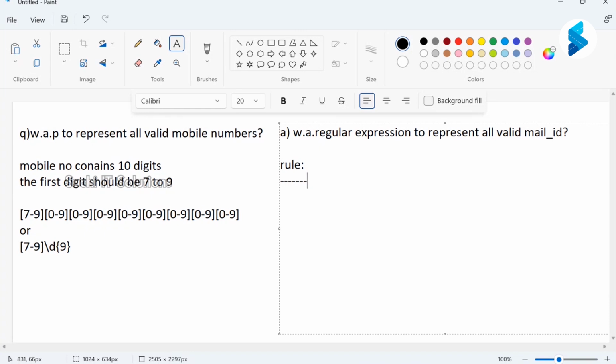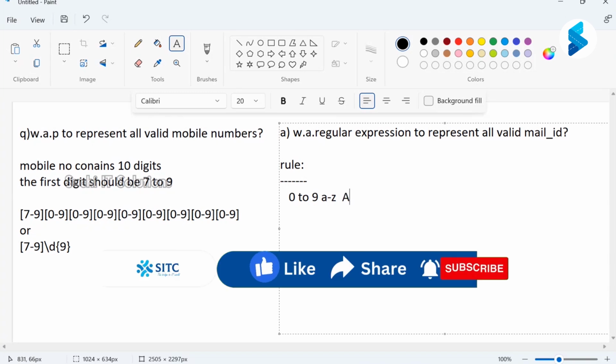Now write a program regular expression to represent all mail IDs. The set of allowed characters in mail IDs are 0 to 9, small a to z, capital A to Z, like this. I will tell you my rules, how I want it.